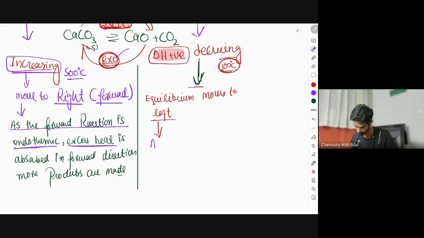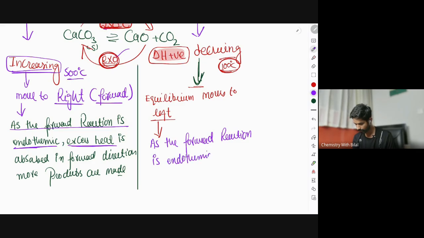I'll write it: as the forward, or you can also write, as the backward is exo. The reaction whose forward is endo has its backward exo. As the forward reaction is endothermic, the backward reaction is favored.